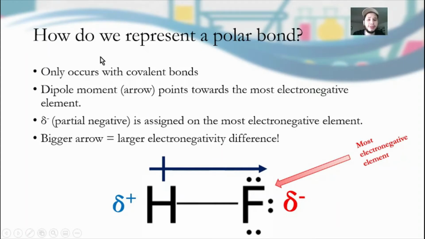So you look at whether or not it's a covalent bond first. If it is, then you're going to draw the arrow towards the most electronegative element. And you're going to put the partial negative on the most electronegative element as well, and the partial positive on the least electronegative element.